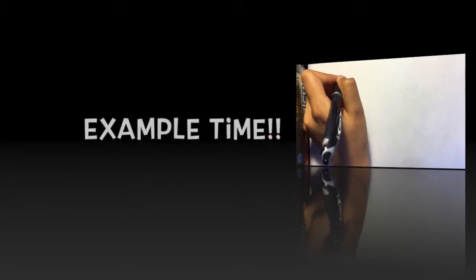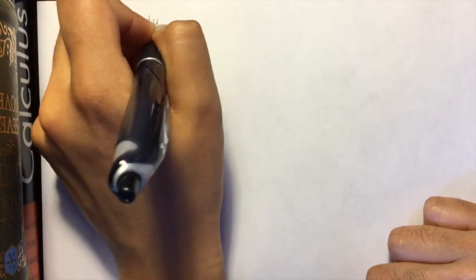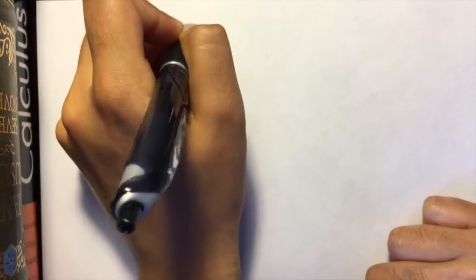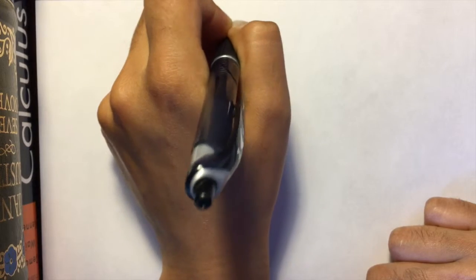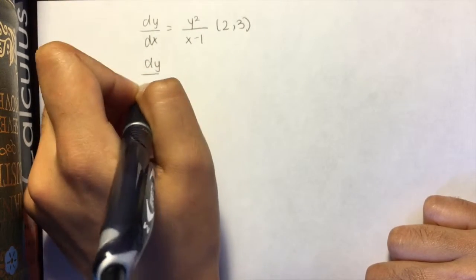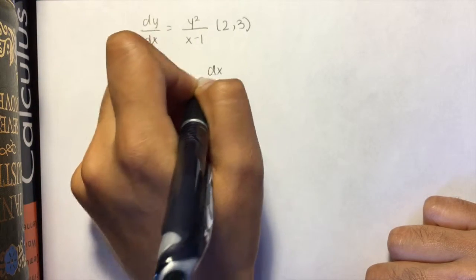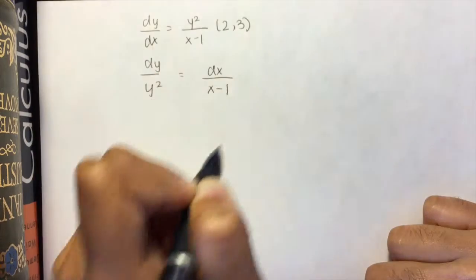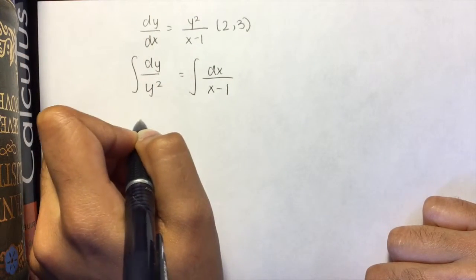Here is the first one. We are going to solve for y, given the equation dy/dx equals y squared over x minus 1, with the initial condition x equals 2, y equals 3. The first step is separating the variables. This means the dy's and y's on one side and the dx's and x on the other side. Then we are going to take the integral of both sides.